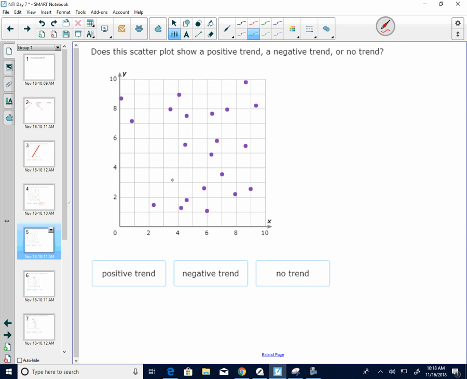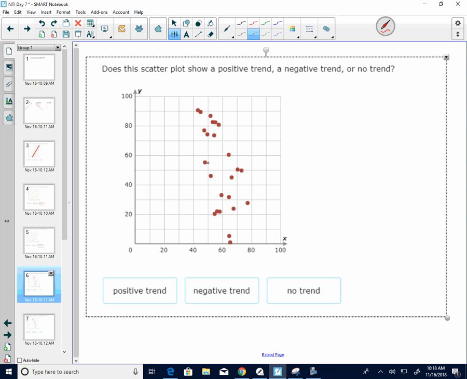If I look at this one, again, a line going this way doesn't get a lot of points, so that's not going to work. If I draw a line going negative, it's still not going to work because these dots are just spread all around. So this scatter plot would be said to have no trend. If I look at this one, I could draw a line right here, and a lot of dots are on the line or close to the line, and that line is going down. It is decreasing from left to right. So this scatter plot is said to have a negative trend.